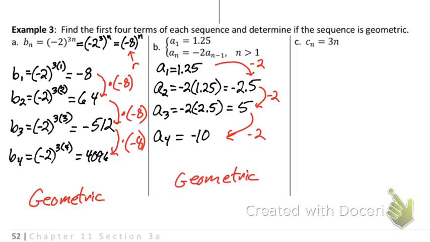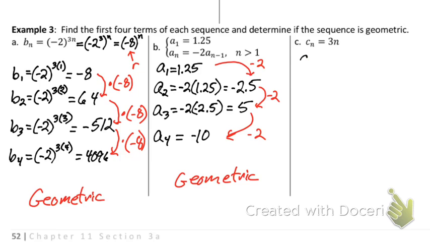All right, our last one. I immediately know it's not geometric. It's in an explicit form, and it's not 3 to the n. 3 to the n would be geometric. The 3 down here is going to tell me it is not geometric.